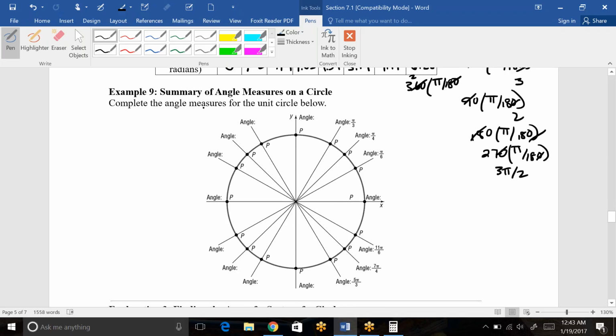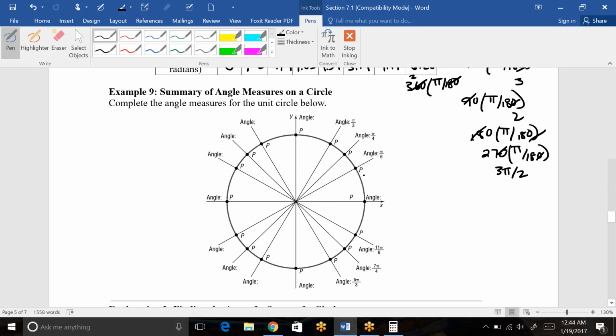Now we want to complete the angle measures for the unit circle below. One of the most important things we're going to learn about in trig is this concept of the unit circle, which is just a circle that has a radius of 1, and the position of these special angles, and how that's going to be related to trig ratios and a bunch of other stuff that we're going to do with applications.